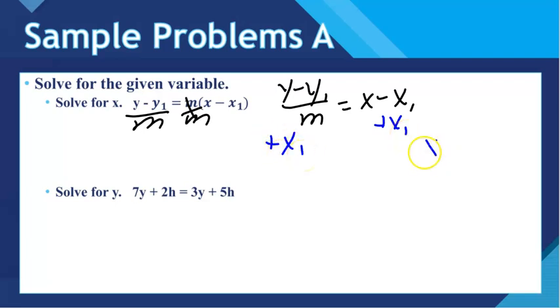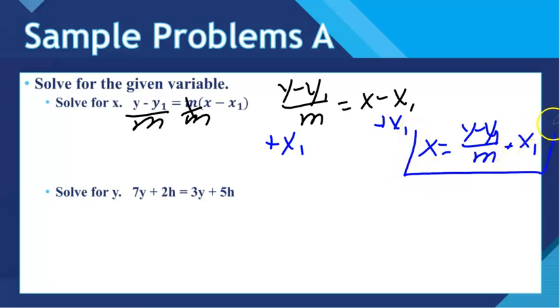And so now x is going to equal y minus y1 over m, and then I have plus x subscript 1. Now there is a difference between x and then x subscript 1. They told us to solve for just plain x, so that's why I have x subscript 1 on the right hand side.